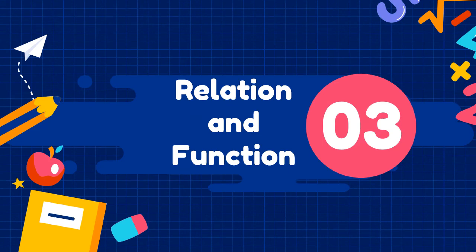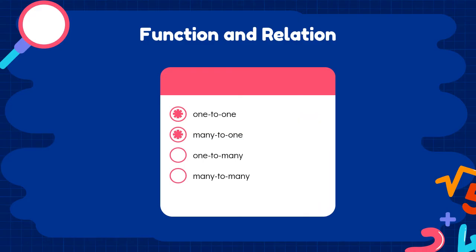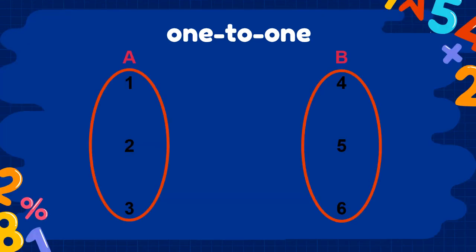So now let's have the relation and function. Remember that a function is a relation in which every element in the domain has a unique image in the codomain. In function and relation, we have one-to-one, many-to-one, one-to-many, and many-to-many. Let's have first the one-to-one. One-to-one means every value in set A corresponds to only one value in set B.